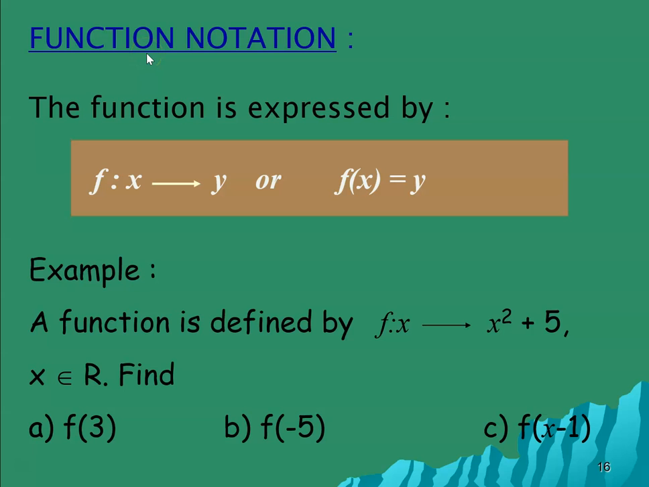So how are we going to write the function? This is what we call function notation. It can be expressed by f(x) equal to y, or we write it down in this way. Either you can write it down in this way or in this way. Both are correct. Okay, example. A function is defined by f(x) equal to x squared plus 5, where x is an element of real numbers. So find f(3), f(-5) and f(x-1).